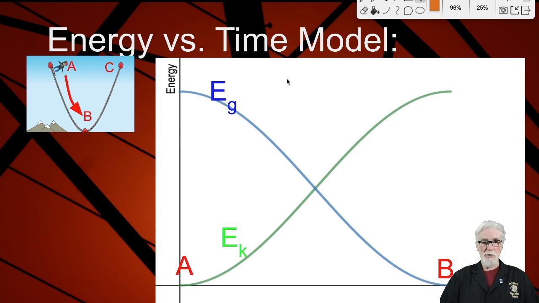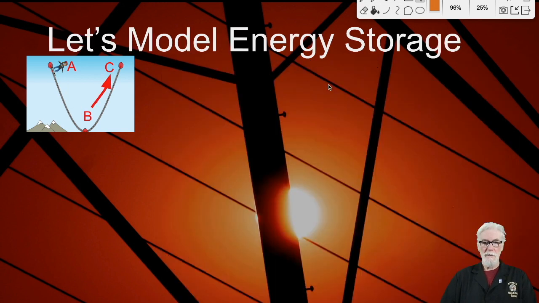As the time elapses for her to get from A to B, EG drops to 0 because she's at the bottom of the ramp, and EK rises to as high as EG was because now all of her energy, all the original energy, is stored in the motion that she has at the bottom of the half pipe.